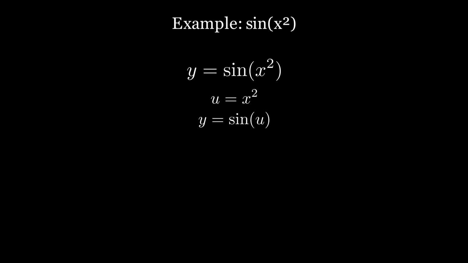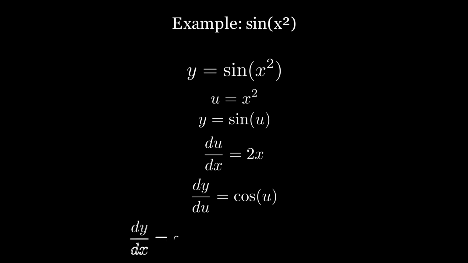Let's work through a simple example. Consider the function y equals sine of x squared. We can break this into two functions, u equals x squared, and y equals sine of u. Now we compute derivatives: du/dx is 2x, and dy/du is cosine u. Applying the chain rule, dy/dx equals dy/du times du/dx, which gives us cosine of x squared times 2x.